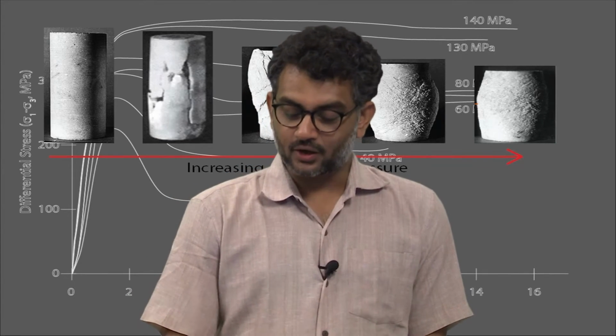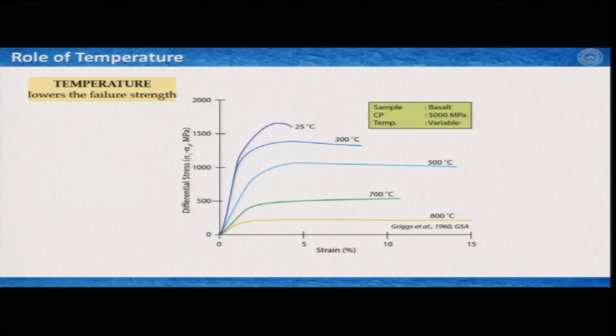So, in this case the confining pressure was 5000 megapascal or 5 kilobar. The strain rate was constant and temperature was variable. So, he wanted to check the effect of temperature on the strength of this basalt.